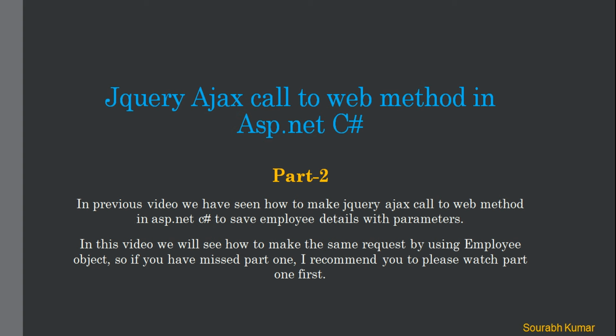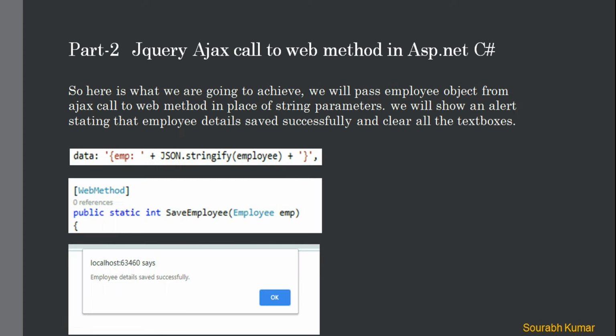In the previous video we saw how to make a jQuery ajax call to a web method in ASP.NET C# to save employee details using parameters. In this video we will see how to make the same request using an employee object. If you have missed part 1, I recommend you watch part 1 first. So here is what we are going to achieve.